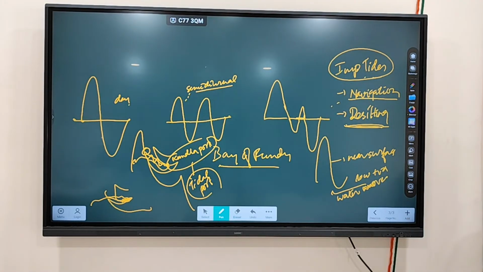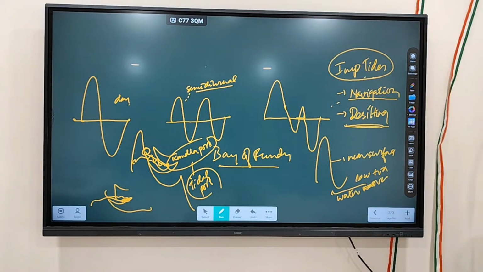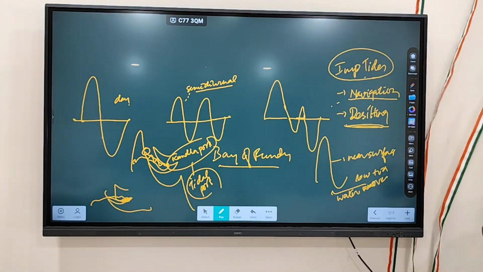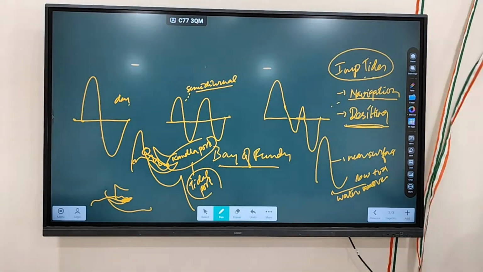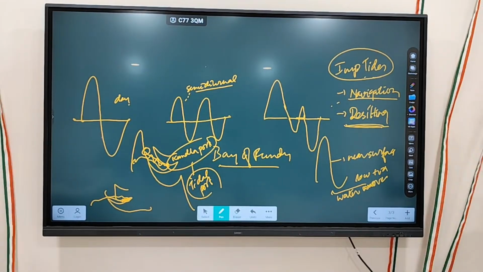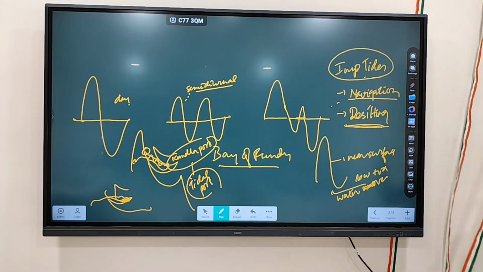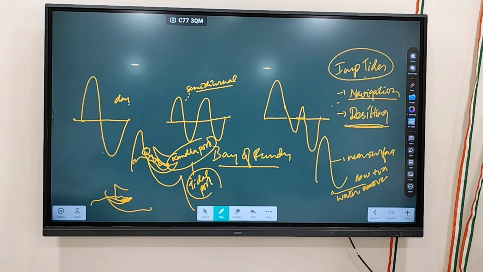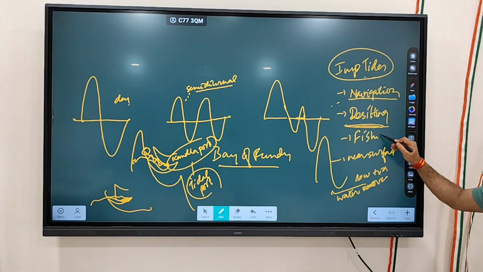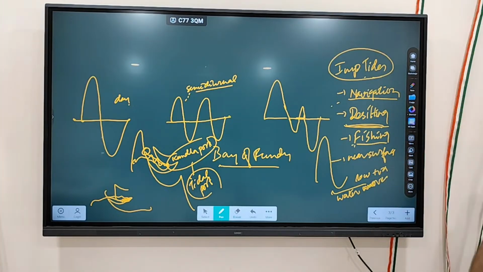Clear? If more silt is there, then what will happen? It will block the port and affect navigation, because more silt means you can't move. So desilting also allows navigation. Silt is less and more water is there, so you can easily move. Third thing, tides also help in fishing.